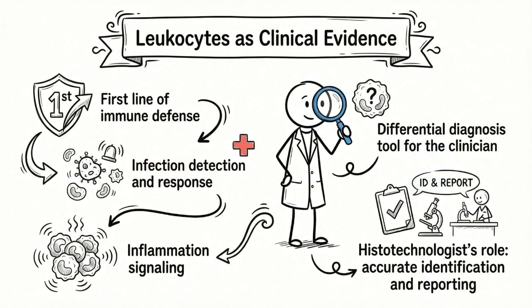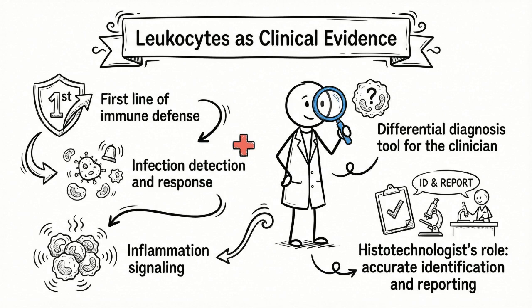So why do we care so much about leukocytes in the clinical lab? Because they are, quite literally, the body's immune army. Neutrophils are the first responders, lymphocytes are the strategists, monocytes are the cleanup crew. Eosinophils and basophils play specialized roles. When you perform a manual differential and report what you see on that smear, you are giving the clinician critical information. Is there a left shift? Are there toxic changes? Are there reactive lymphocytes?